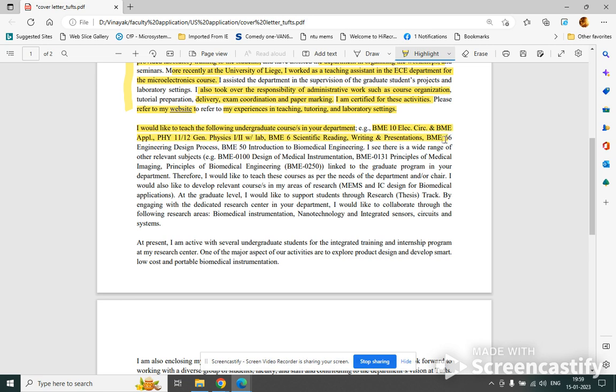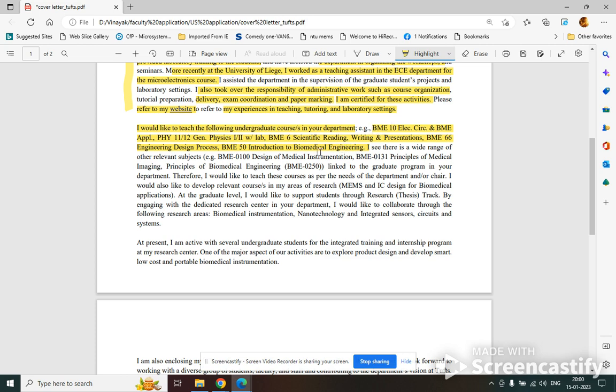I went and opened up their departmental website through the university web page, and then I explored all the courses for undergrads and grads that the department is offering. So I'm telling them I am interested in teaching these courses, for example, physics, scientific writing, presentation, engineering design process, biomedical engineering, etc., with these numbers.